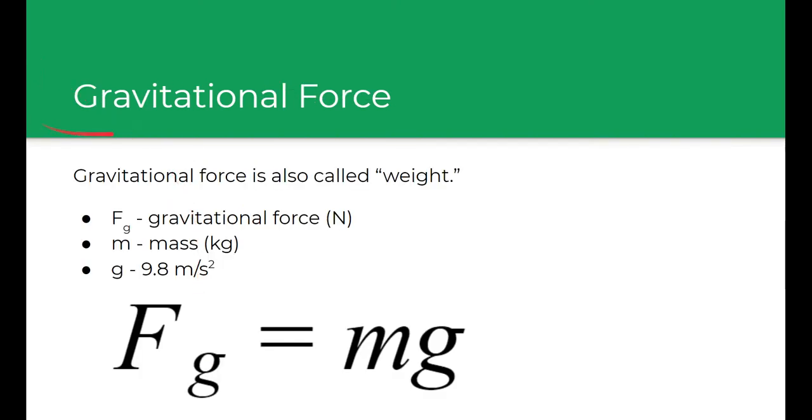The first one is about gravitational force, and so on your note packet you can write down gravitational force as the title above this information. Gravitational force is also called weight. So if we ask for the weight of something, we're looking for the gravitational force measured in newtons of an object. And to find that gravitational force, we multiply the mass of the object measured in kilograms by the acceleration due to gravity, or the gravitational field strength of 9.8.